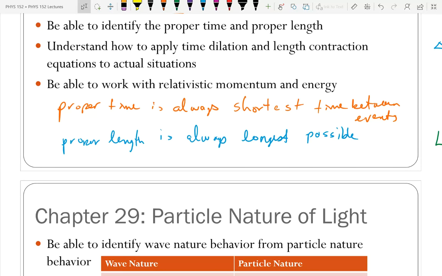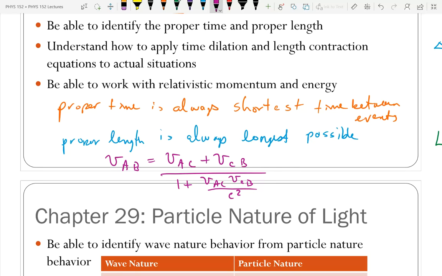And then the final thing on relativity was, you do need to know how to do addition of velocities. And while you'll have the equation there, just to make sure it's straight and clear in your mind, for addition of velocities, velocity AB is equal to velocity AC plus velocity CB over 1 plus velocity AC times velocity CB over c squared for parallel velocities, which is the only case you're going to have.